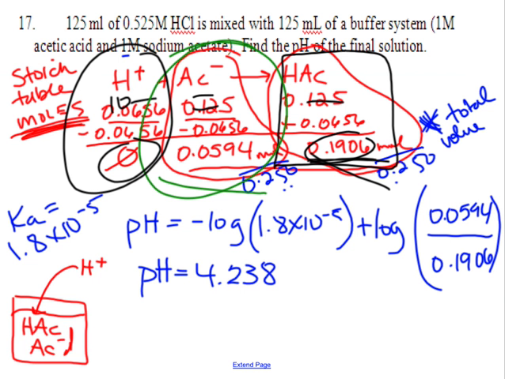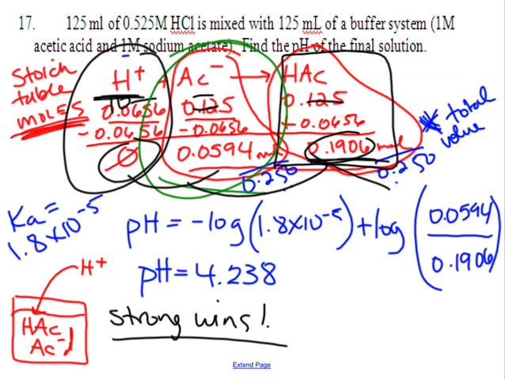Anytime you have a strong left over, and I don't care what it's in conjunction with, if you have any strong left over, I always use the term "strong wins," and you literally just take the negative log of the molarity of what you have here. So find moles, convert to molarity, and take the negative log of it. Again, I don't care what else is left over with it. If you have a strong left over, just take the negative log.